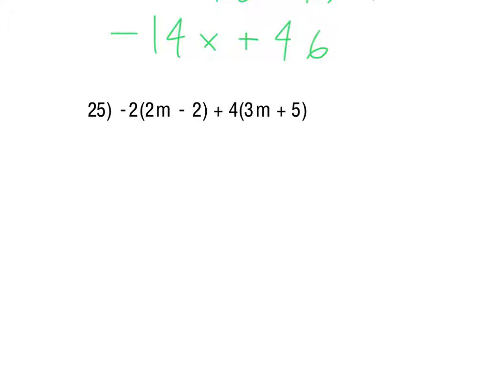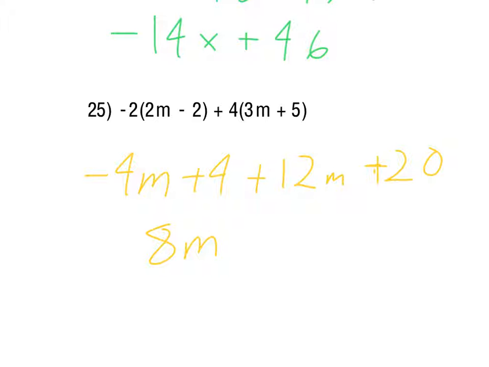And then we'll take a look at 25. This will be the last one for this video. Starting to get a little bit long, and so the last page will have its own video. So we start by distributing that negative 2, so we have negative 4m plus 4 plus, and then we distribute the 4, we get 12m plus 20. And we can combine m's, so we get a negative 4m plus a 12m for a total of 8m. We can combine the 4 and the 20 for a total of 24.